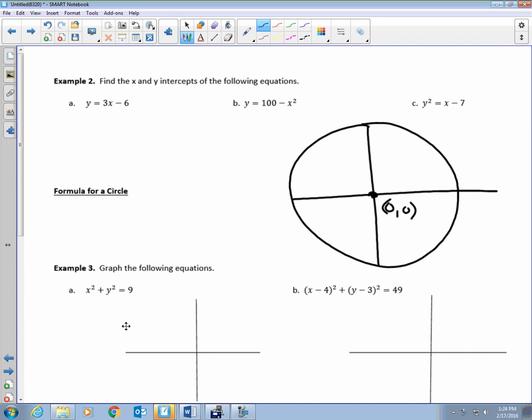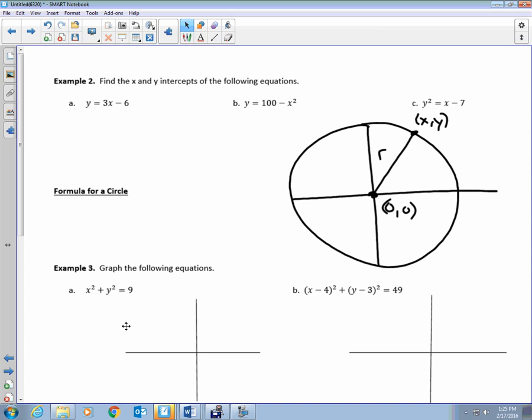And in order to draw a circle, I need its center. And then what else would I need to know about it? Its length of radius, right? Would you agree that this is the length of its radius? So that's r, and this coordinate right here is x, y, correct?